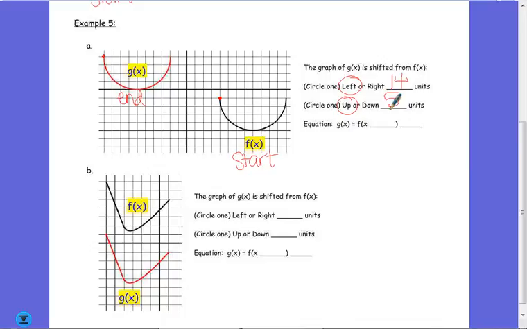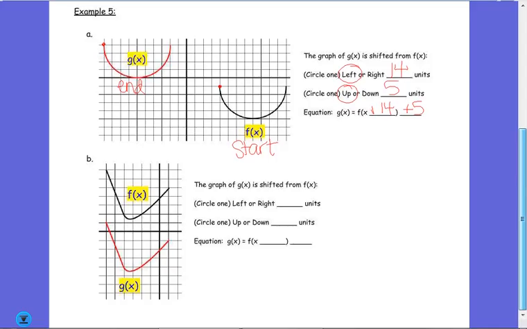Now notice I have fill in the blanks. I have the g of x, I have the f of x. I need to put one number here and one number there. Well, this is the left or right. Left 14, we think opposite, so we think positive 14. Up 5, we think positive 5. So you guys are going to try this very last example. Remember, you're starting here, you are ending here. Pause the video and try this last problem.